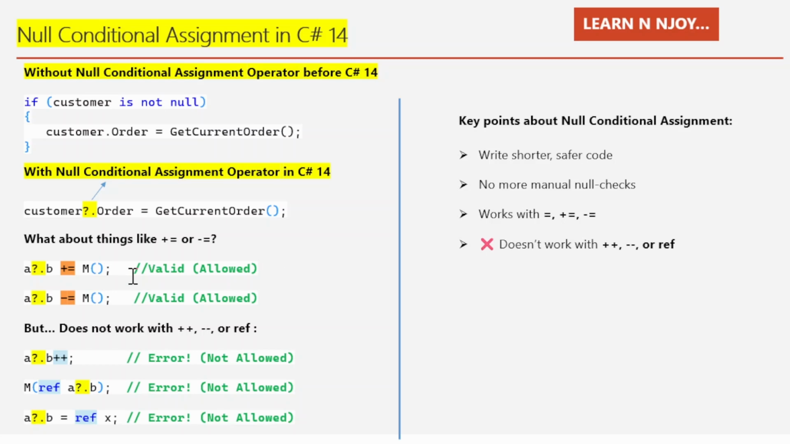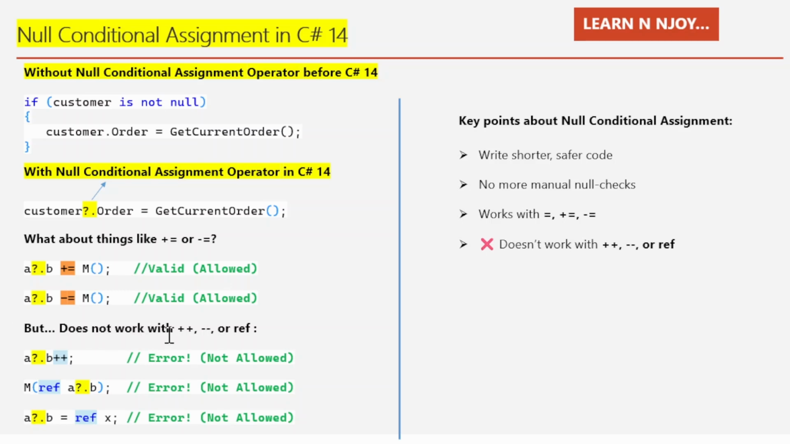So what does this statement mean? This means if A is not null, then increase B by the result of the M method, right? And similarly it goes with this statement. Here I have written A?.B -= M(). So here I am saying if A is not null, then decrease B by the result of the M method, right? So the null conditional member access operator, like dot or array index, can now be used on the left hand side of an assignment or compound assignment. That's what we have seen over here, right?